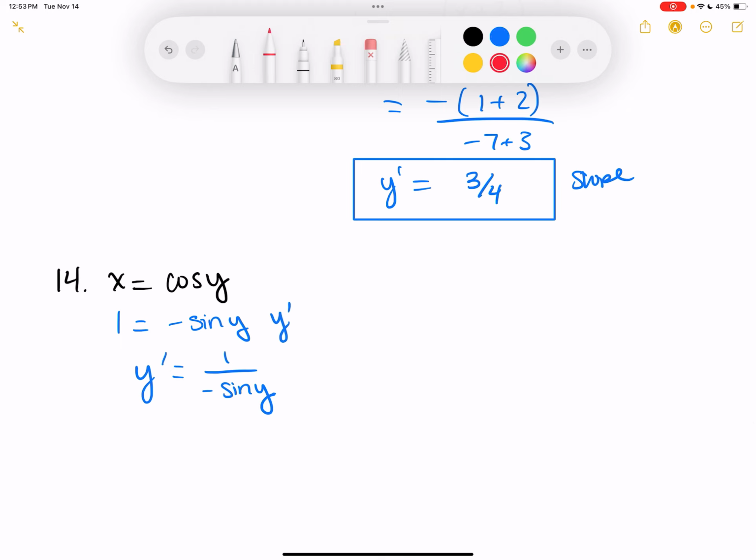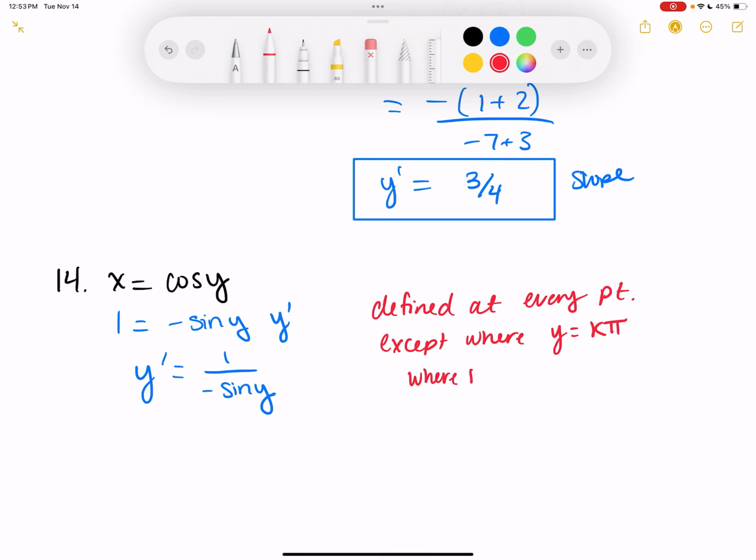So this is defined at every point except where y is equal to k pi. And we could specify where k is any integer, because negatives would also cause a problem if we went in the reverse direction.